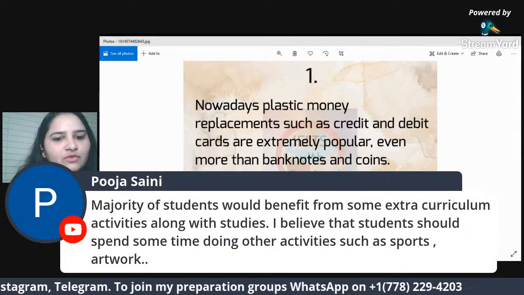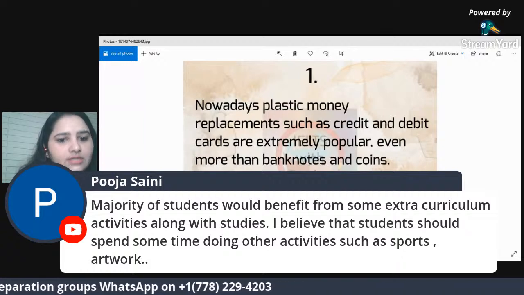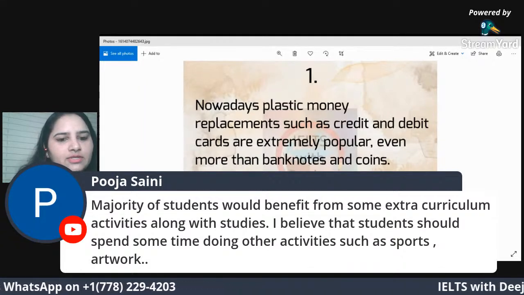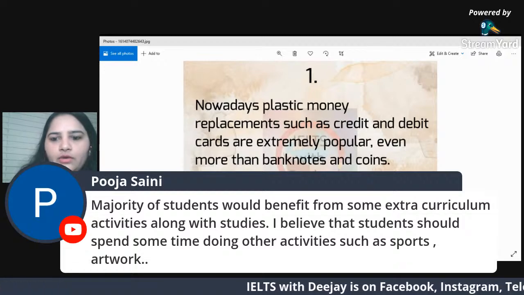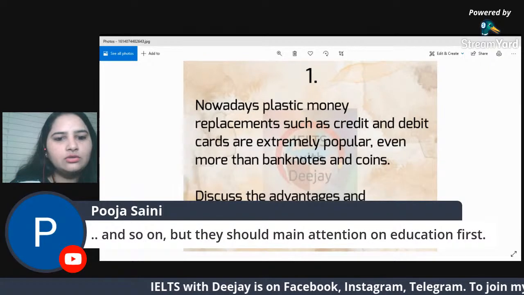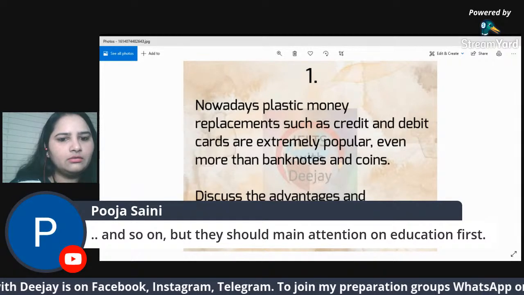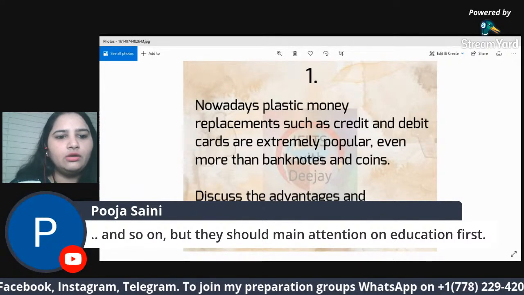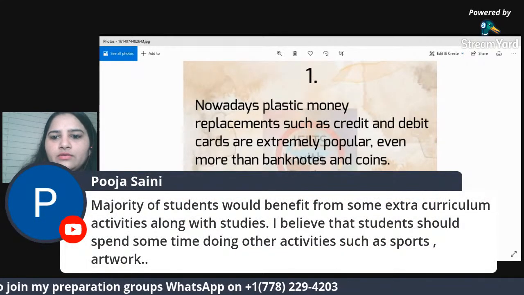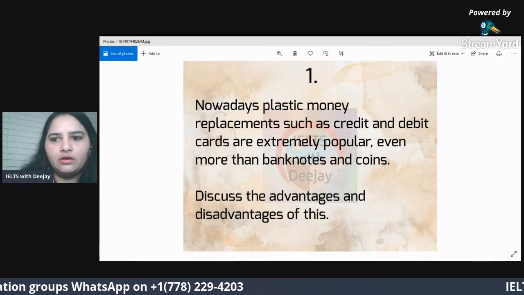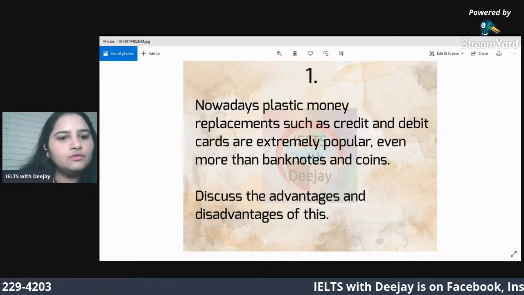Okay, majority of students would benefit from some extracurricular activities along with studies. I believe that students should spend some time doing other activities such as sports and artwork. Yeah, you can say that and so on, but their main attention should be on education. Okay, good one. Yes, you can use any of these, Harpinder. Your name is Harpinder. Yeah, Harpinder, you can use any of these.